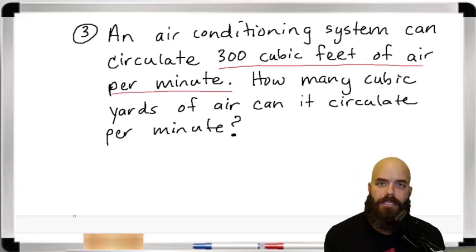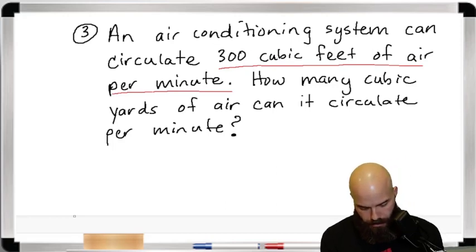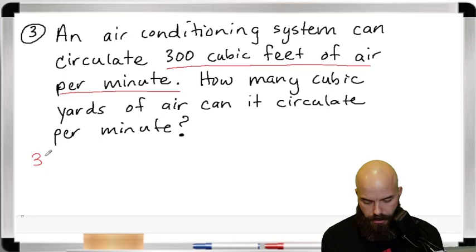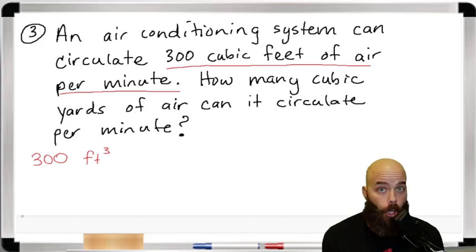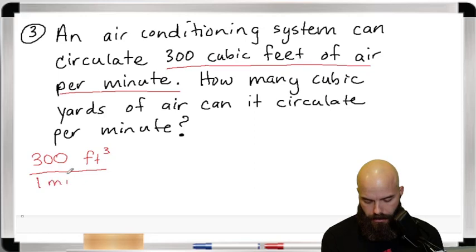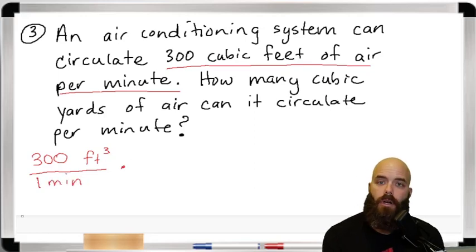Well, let's write that out as a conversion factor. 300 cubic feet, so feet cubed per, remember, means to divide, minute. All right. And so now we have to be very, very careful because it says how many cubic yards of air can it circulate per minute. So I'm going to keep my minute unit in my denominator because it's asking for cubic yards per minute. So I need my division to be divided by minute. I need to convert my cubic feet into cubic yards.